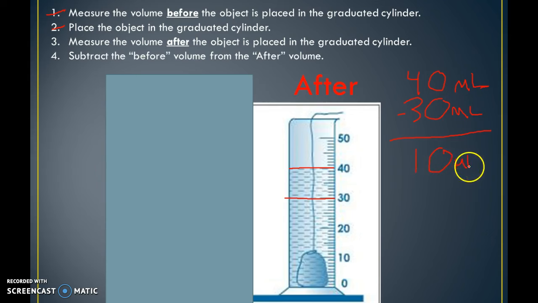And the 10 milliliters is the volume of this object here, because this object caused the water to go from 30 up to 40. And so we measured the volume after and we subtracted, and this is the volume, 10 milliliters, the volume of this object. Okay? And that's how we measure the volume of an irregularly shaped object.